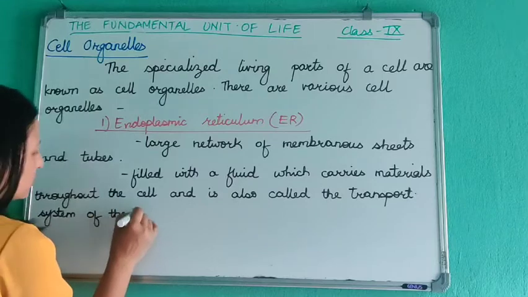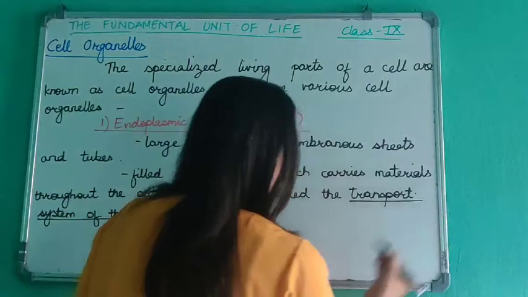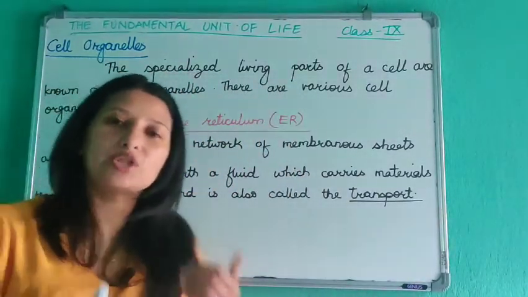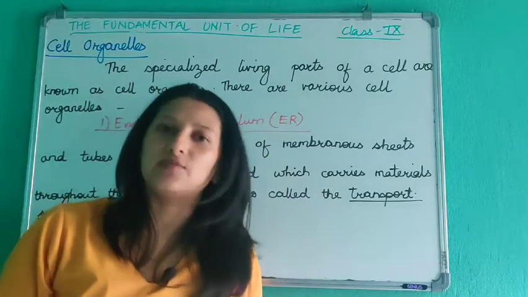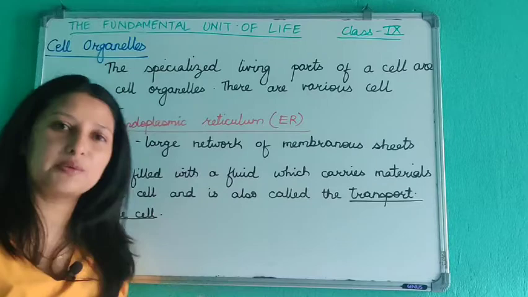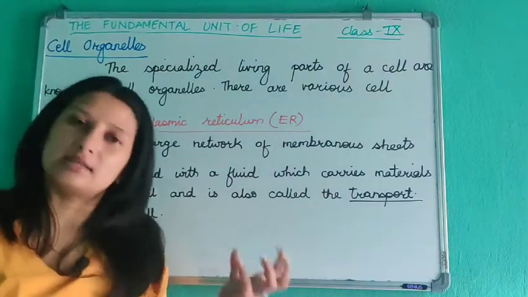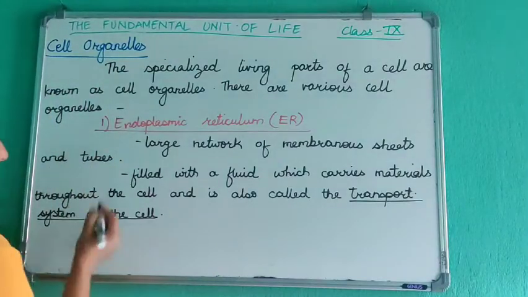In our body, which is the transport system, which substance carries materials inside our body? The blood and the lymph. So similarly, inside the cell, inside the endoplasmic reticulum, there is a fluid that carries materials inside the cell, and so it is known as the transport system of the cell.